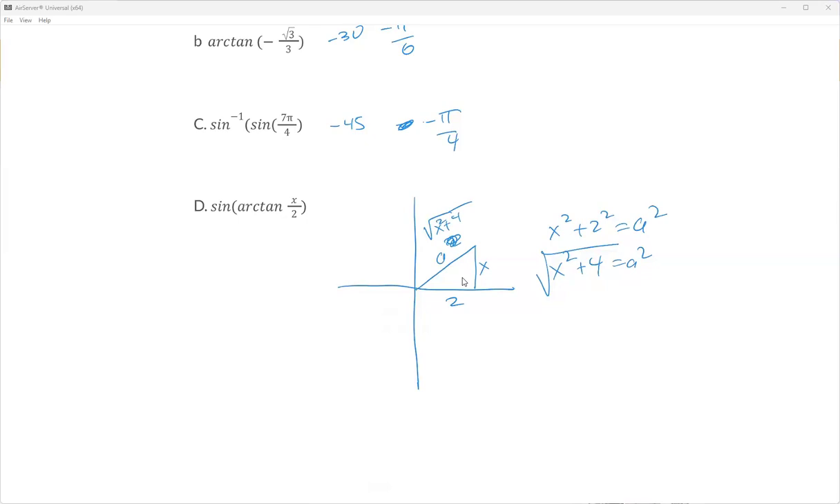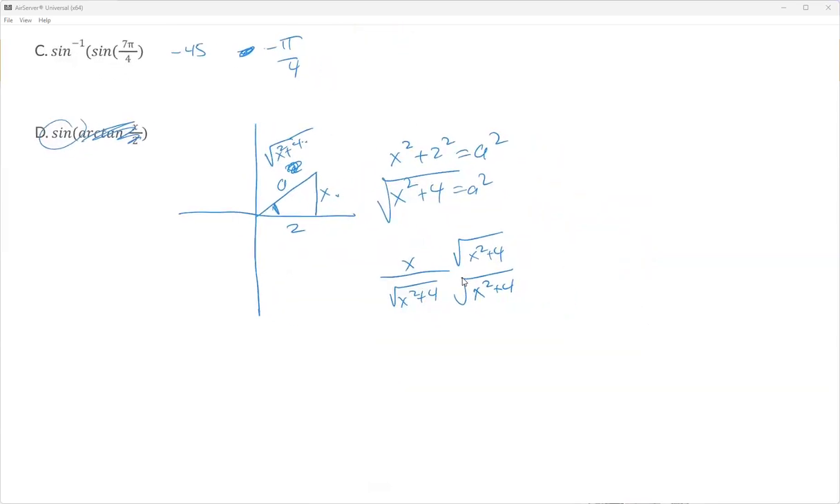Okay. So now we got rid of that. Now we have to get the sine of this angle. It's the opposite over the hypotenuse. It would be x over radical x squared plus 4. Multiply the top and bottom by radical x squared plus 4, because we want to rationalize it. So it's x radical x squared plus 4 all over x squared plus 4. That's your answer.